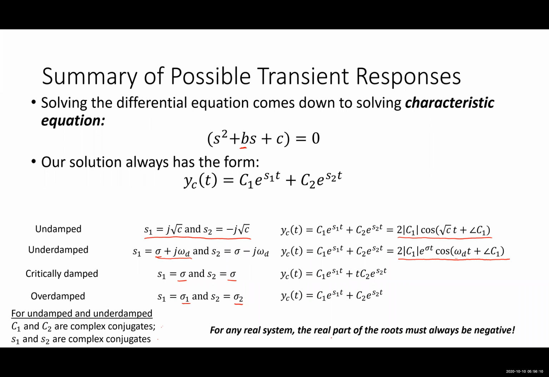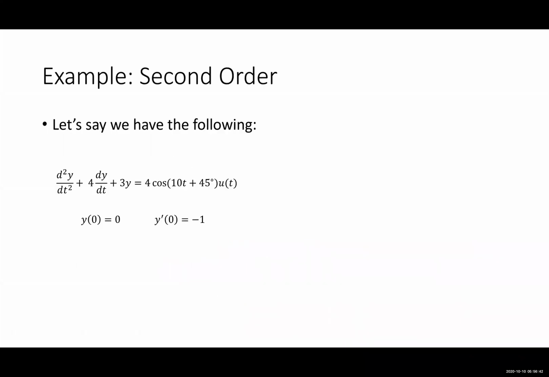Now, for any real system, the real part of the roots must always be negative. That's important. If they weren't negative, that would mean that these results would be exploding. In other words, they would be getting bigger over time, which means that the energy stored in the system would be getting bigger over time, and the universe doesn't allow that. So if you get positive real roots ever, you've done something wrong. Go back and look at what you did.